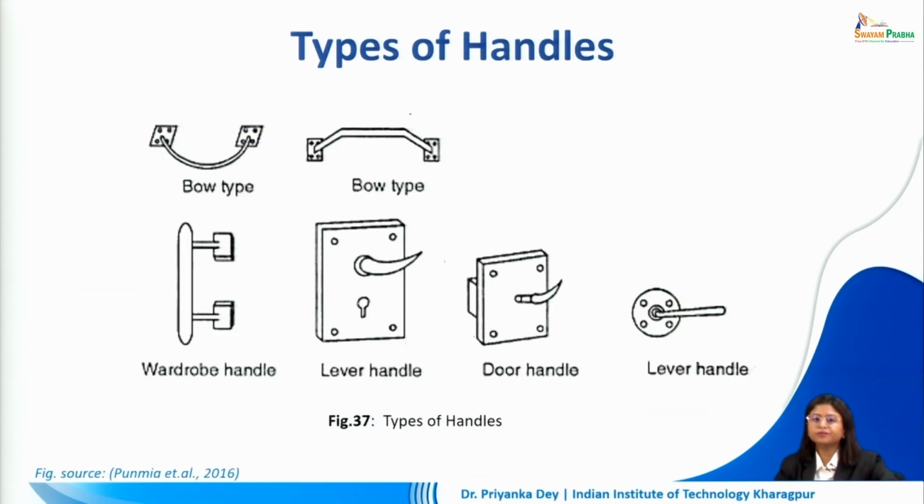Handles can also be of different shapes and sizes. This type is called the bow type. The bow type can also have alternative shapes, even square shapes are possible. These are commonly used in wardrobes. We can also have lever handles and door handles of different types.